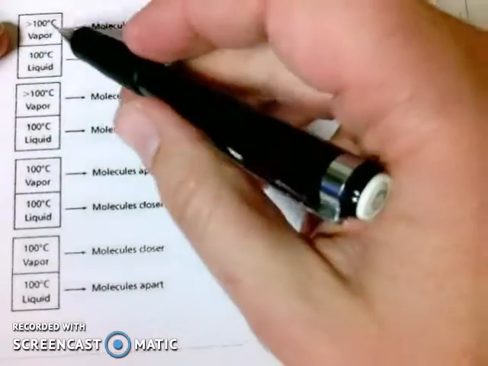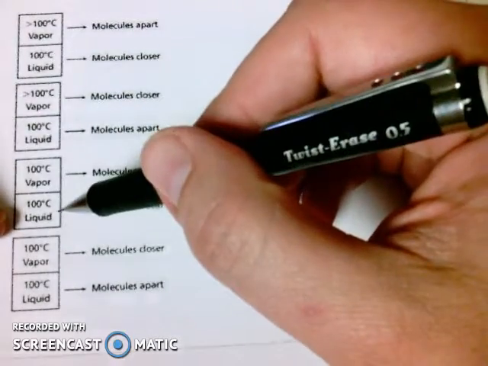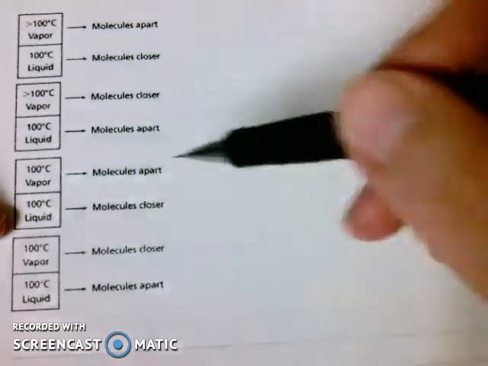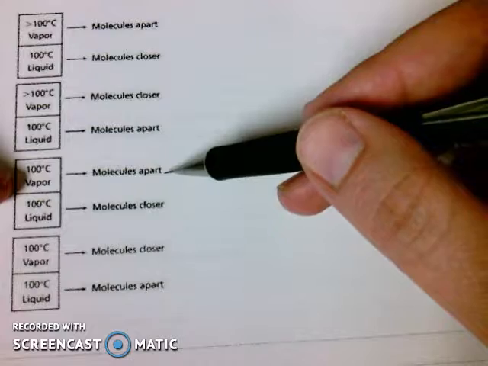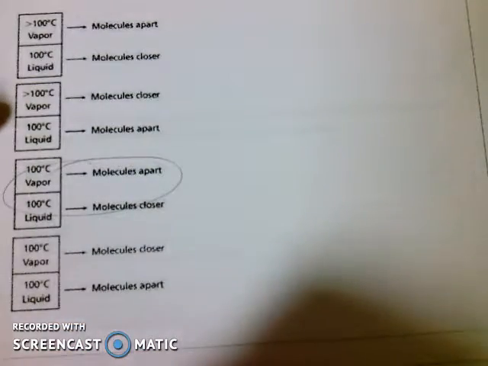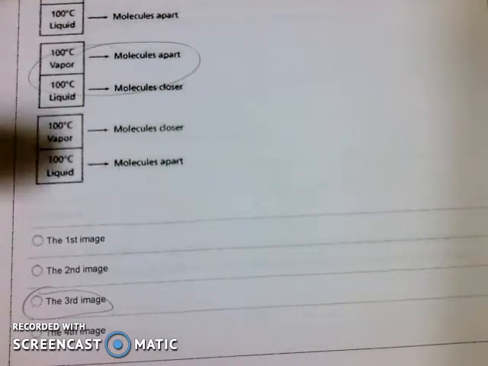All right. Greater than 100 C, greater than 100 C, those are not true. 160 degrees C vapor, 100 degrees C liquid. Those are both true. Okay, those are true. Okay, these molecules are further apart in the vapor phase than the liquid phase, so that one is true, which is the third image. Okay, all right, go down here and circle the third image.